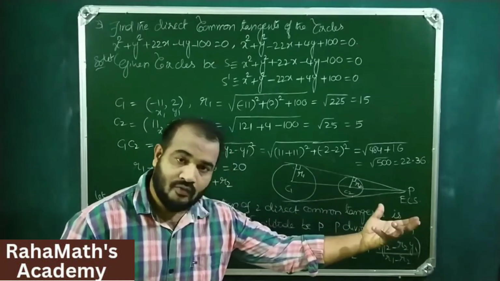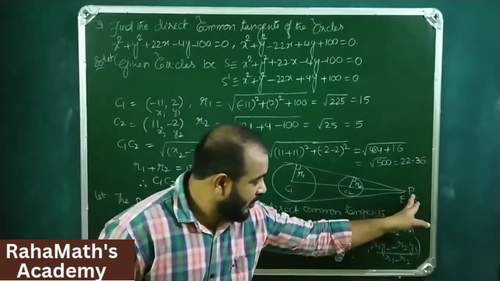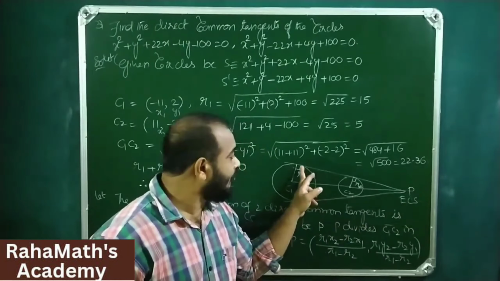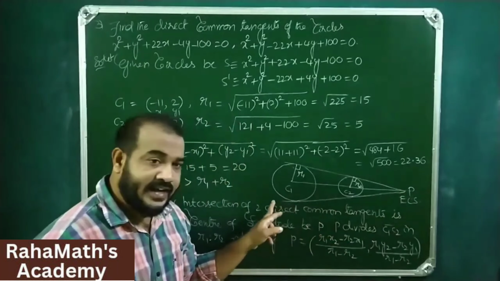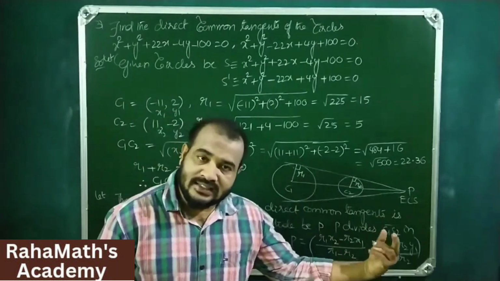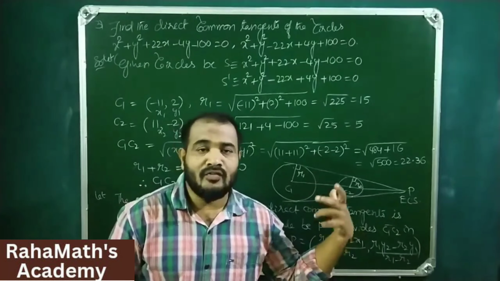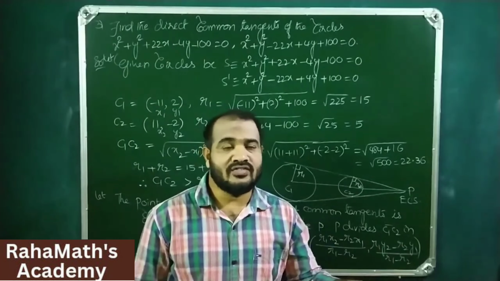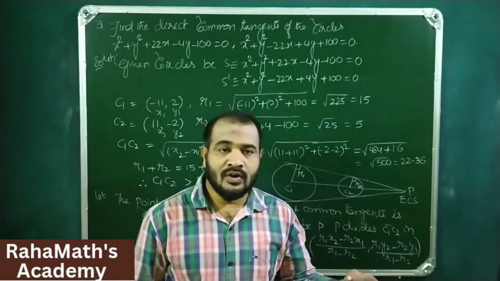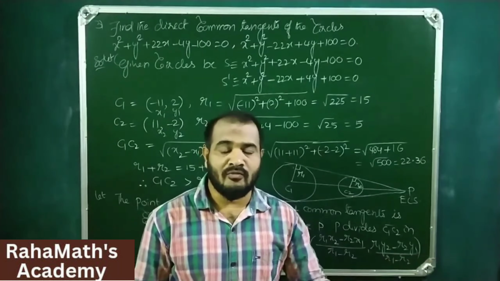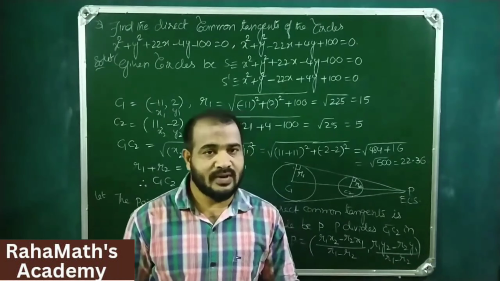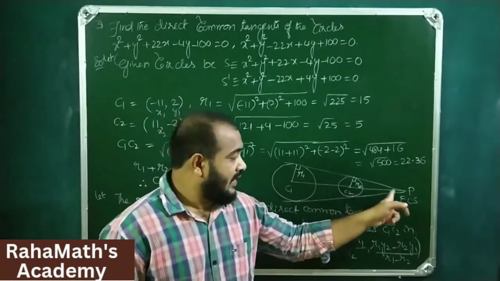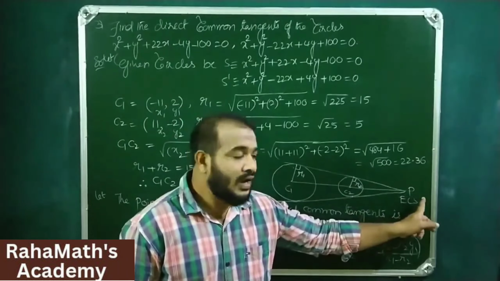So what we are going to do is, this point of intersection we will take into consideration, and since we are required to find out the direct common tangents, a direct common tangent is a line. To find the equation of any straight line, either 2 points are needed. If 2 points are there, we will go through the 2 points form: y minus y1 equals y2 minus y1 by x2 minus x1 into x minus x1.